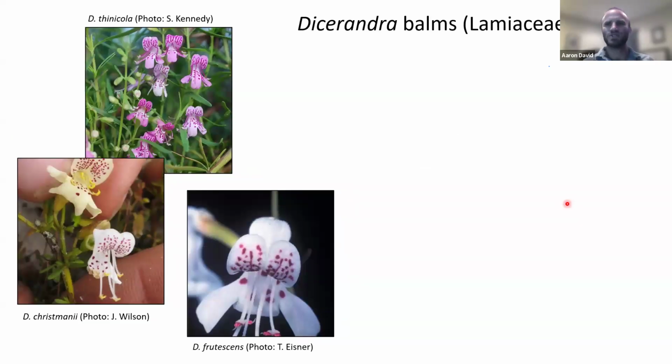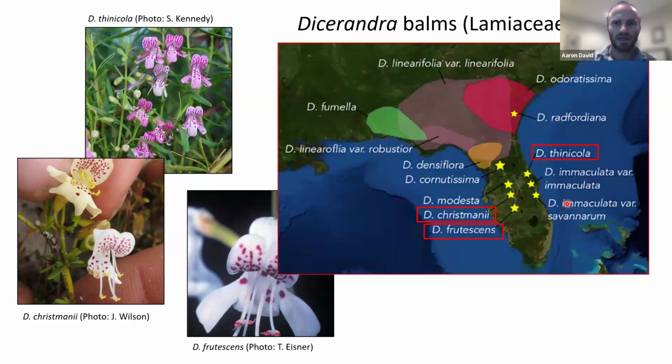So the next group that I'll just mention are the Dicerandra mints or balms. So these are plants in the Lamiaceae. There are several of them that are found in Florida, and we work with three of them: Dicerandra thanicola, christmanii, and frutescens. With frutescens being the one that we have here at Archbold on station. So these are part of this broader, roughly dozen or so Dicerandra species. Up in the north, they are generally annual plants. And then as you move further south, you get these perennials. And these perennials have incredibly restricted ranges.